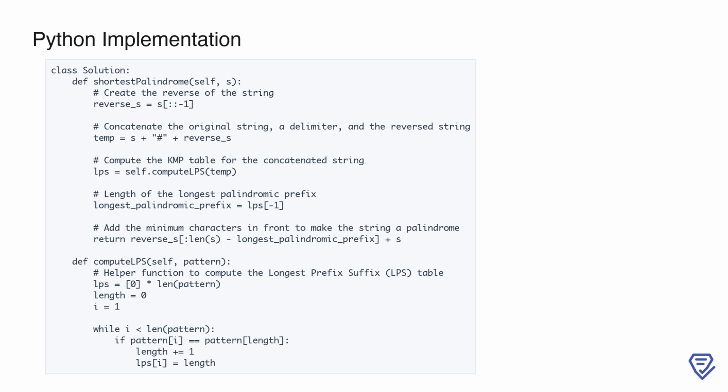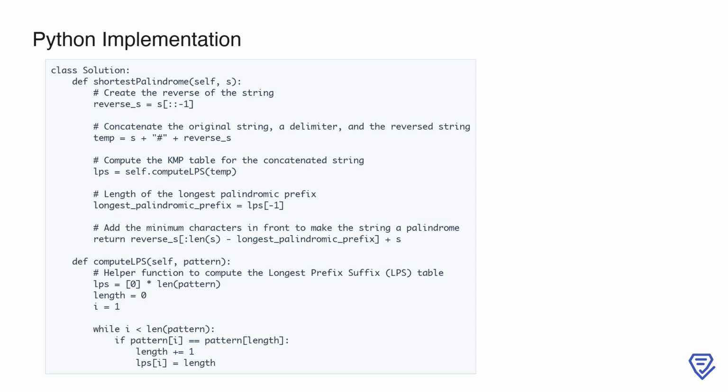This delimiter ensures that there's no overlap or ambiguity during the computation of the longest prefix that matches a suffix. After forming this temporary string, we compute the KMP table, also known as the longest prefix suffix, LPS, table, using a helper function computeLPS. This table helps us determine the length of the longest palindromic prefix in the original string. Finally, we calculate the characters that need to be added to the front of the string to form a palindrome.